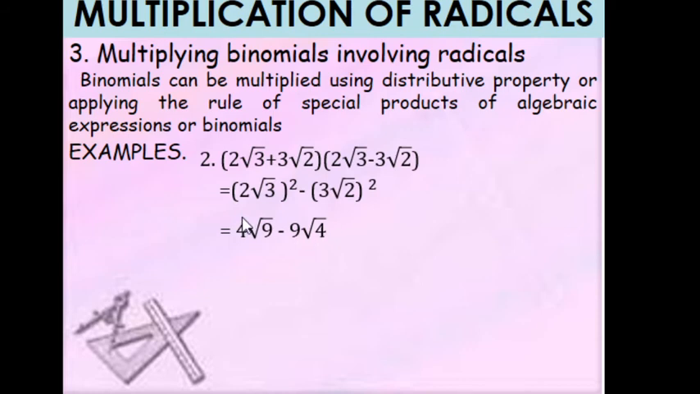So, dito kung mapapansin nyo, yung 9 is perfect square and yung 4 is perfect square. Kaya ang gagawin natin, kuhanin natin ang square root ng 9 and ng 4. So, this will become 4 times 3 minus 9 times 2. Then, we're going to simplify. Just multiply 4 times 3 and 9 times 2. So, this is 12 minus 18. And 12 minus 18 is equal to negative 6.